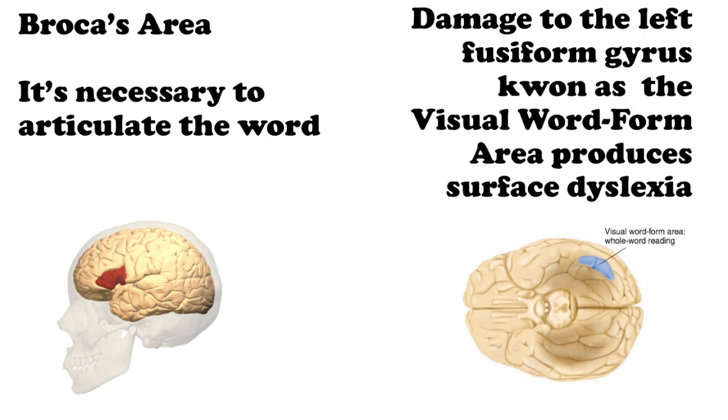Phonological reading involves the Broca's area, which is the area that's necessary to articulate the word. So when we are reading a word to ourselves, what we're actually doing is feeling ourselves pronounce the word. We're not actually hearing it in our head. So many studies have found that it's actually damage to the left fusiform gyrus, which is known as the visual word form area, that produces the surface dyslexia. This is a region that would also be involved in the perception of faces and other shapes.